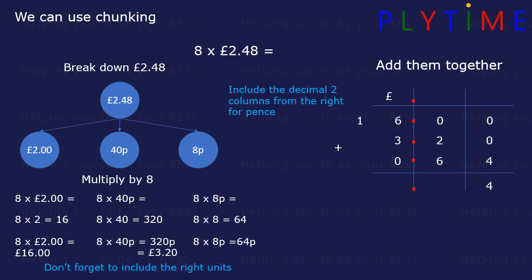Add from the right. 4, 2 add 6 is 8, 6 plus 3 is 9, 1 plus 0 is 1. So 8 times £2.48 is £19.84. Don't forget the units.